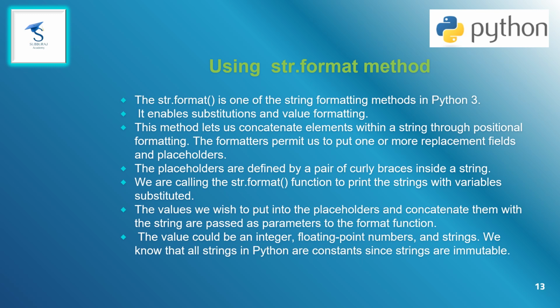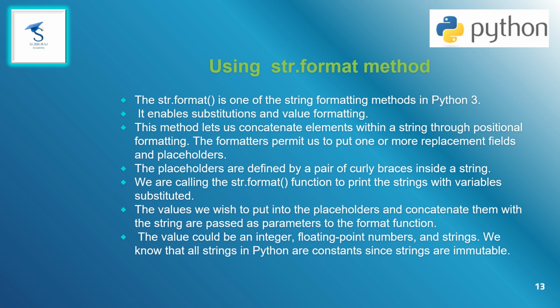So in these two methods, what we saw earlier, we gave percentage s, and it is a placeholder. And whatever variables you give, they substitute the percentage s. Here you put curly braces inside, and it is the placeholder. But in this case, we have to use the str.format method, because earlier we simply put format. Now it will be str.format.